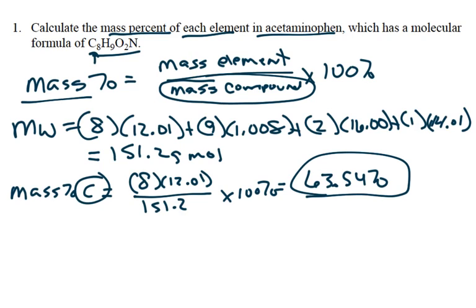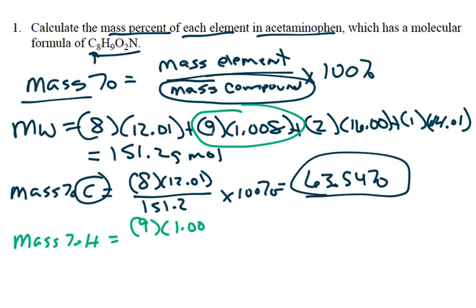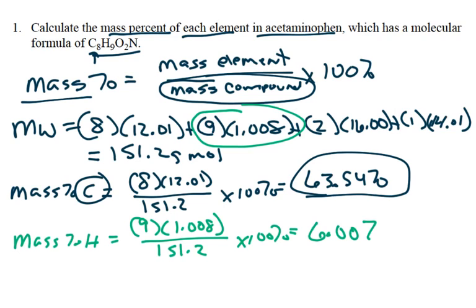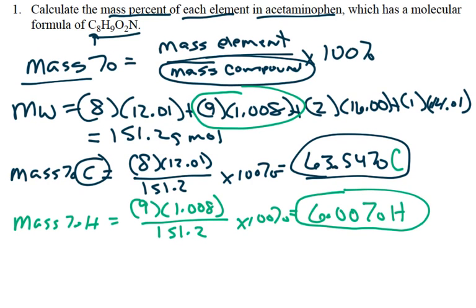So mass percent H. H was this one right here, right? Equals 9 times 1.008 over 151.2 times 100% equals 6.00% H. Let's put a C there just so our answers look good.